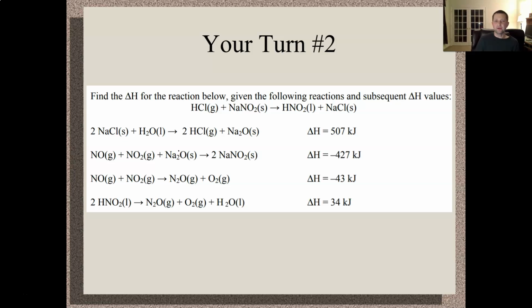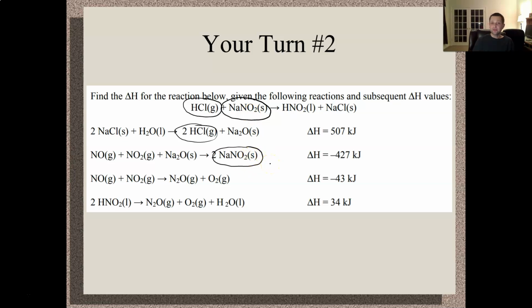This one's not too bad, even though there are 4 equations. Look at your overall chemical reaction. You have HCl plus NaNO2 yields HNO2 plus NaCl. If you just look at what you have going on here, you have HCl as a reactant. The only place you see HCl here is as a product. So you automatically know reaction 1, you have to flip. Look at NaNO2 solid. I'm pretty sure that's only found in one location here as well. It's going to be right here. Again, this is a reactant in your overall equation, and it's a product in reaction number 2.